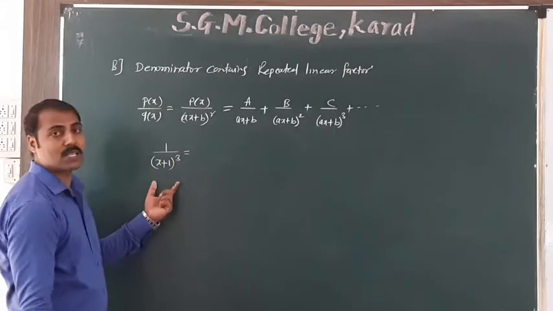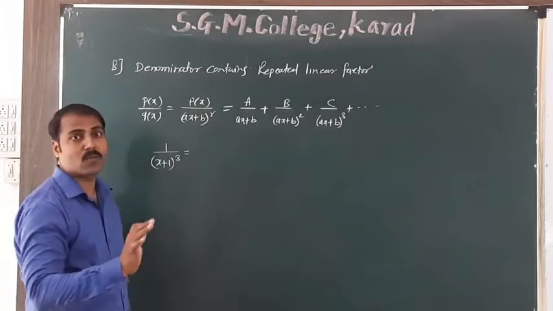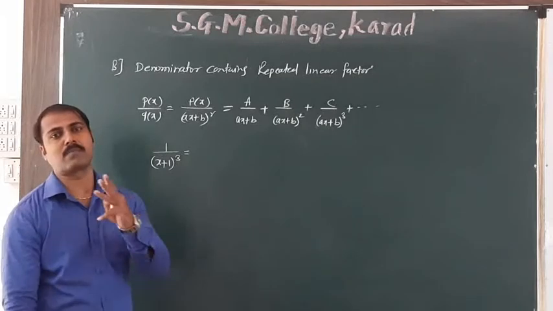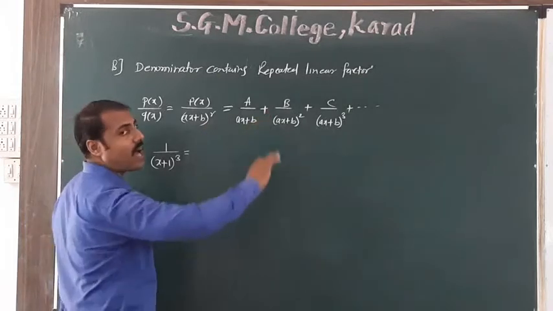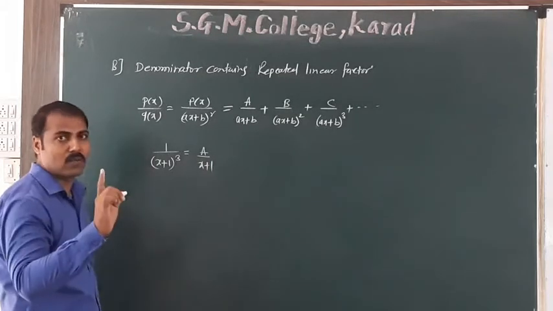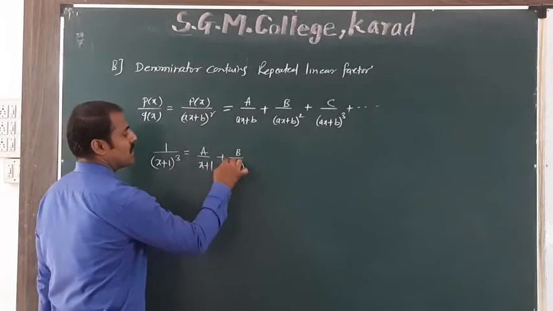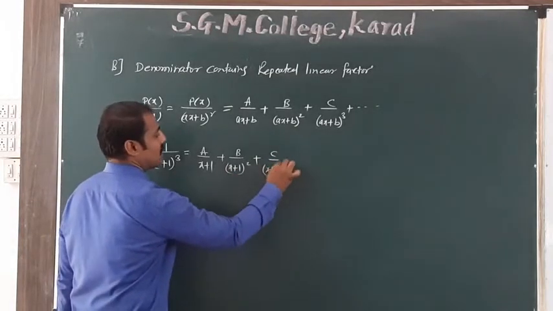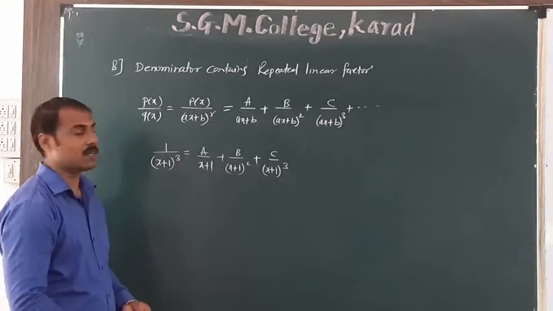1 upon (x + 1) cubed. The corresponding partial fraction of this: look here, (x + 1) cubed is nothing but (x + 1) into (x + 1) into (x + 1), means x + 1 is repeated 3 times here. So using 3 constants; if it is repeated r times, use r constants. So A divided by x + 1, consider it only once, plus B divided by (x + 1) squared, repeated twice, plus C divided by (x + 1) cubed, repeated 3 times. It's the corresponding partial fraction of the given fraction 1 upon (x + 1) cubed.